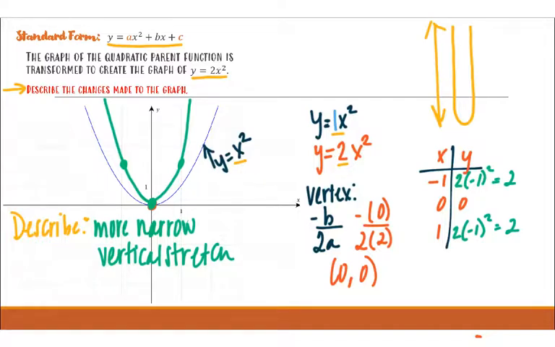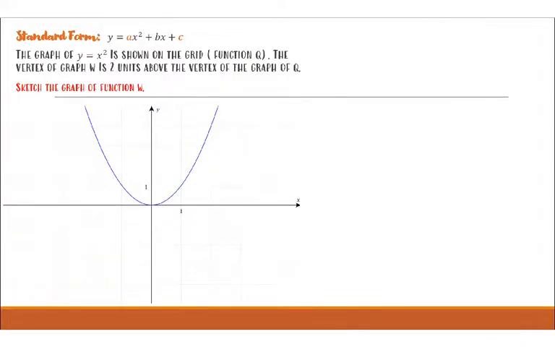All right, so that is changes strictly to the a value. You made your graph become more narrow or a vertical stretch from going from an a value of 1 to 2. Later on in this video, we're going to be going to a smaller a value and seeing how that affects our graph. All right, let's look at our next task. The graph of y equals x squared is shown on the grid, and we're going to call this function q.